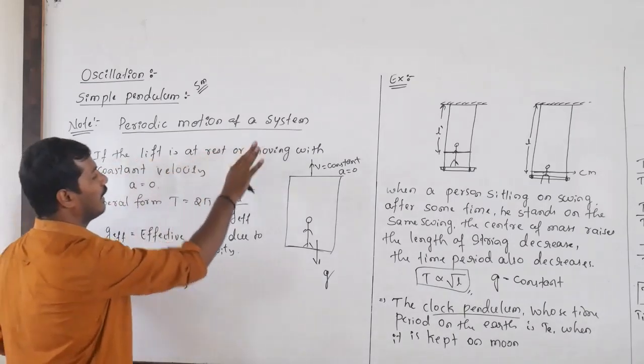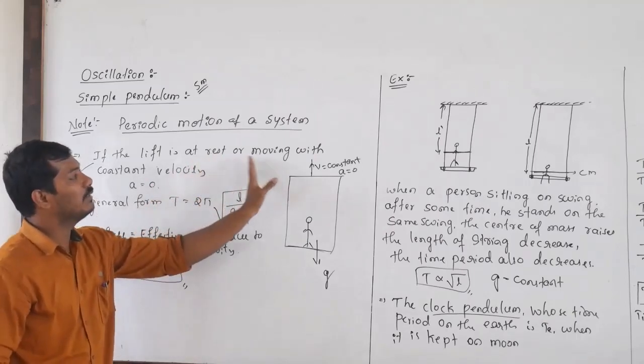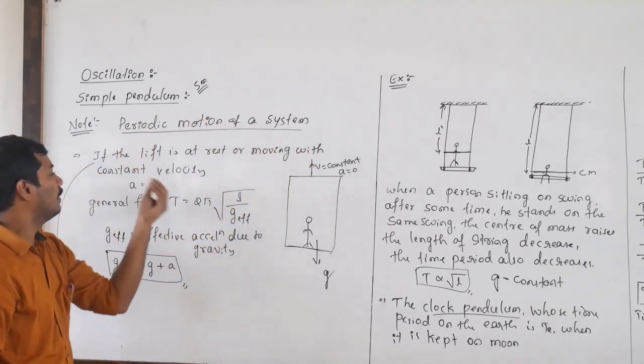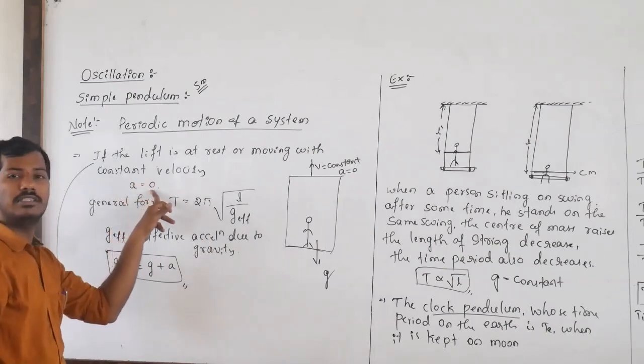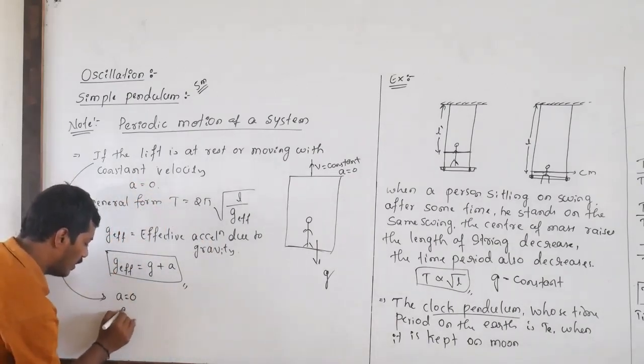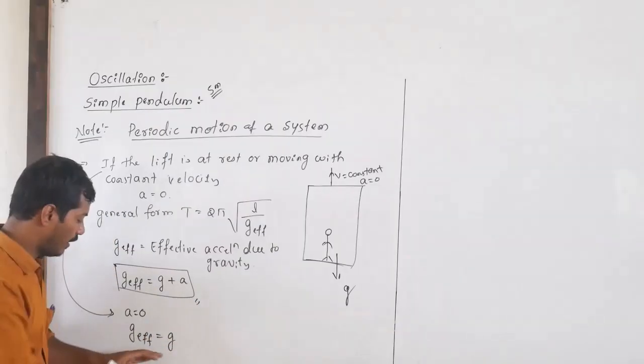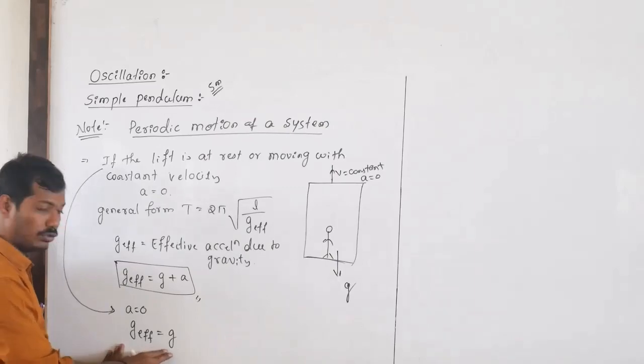The lift is at rest. What is the acceleration? Zero. If the particle is moving with constant velocity, what is the acceleration? That is also zero. At this condition, the acceleration is zero. The g effective is equal to what? Only g. Here, g effective is equal to g.